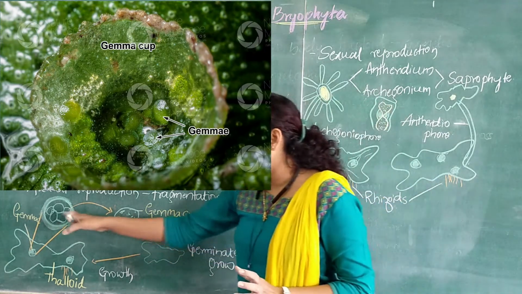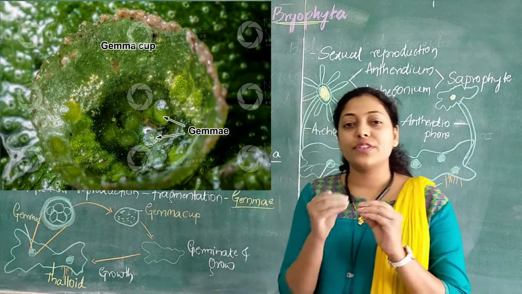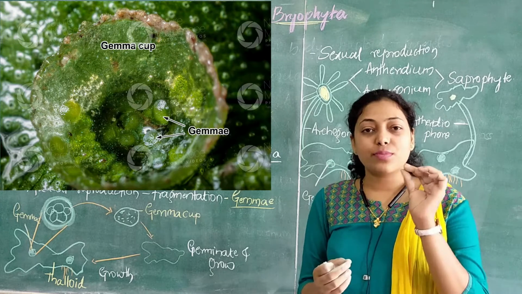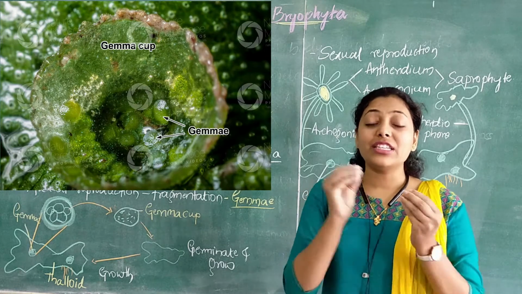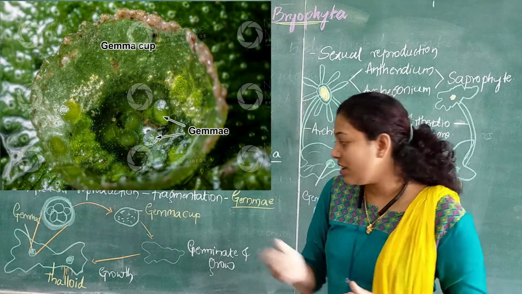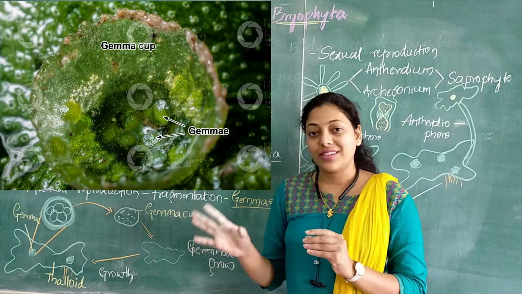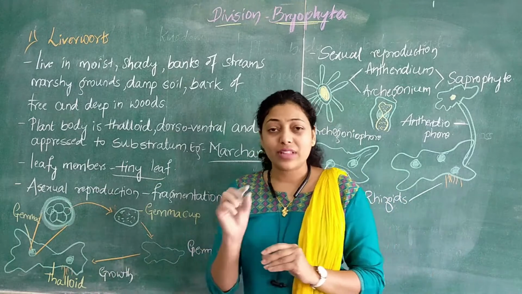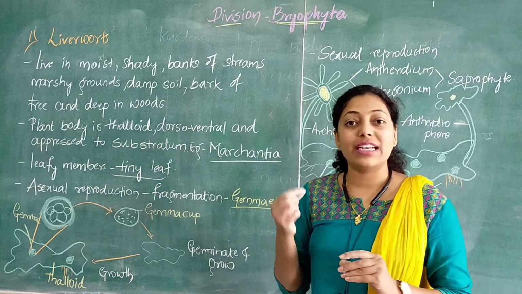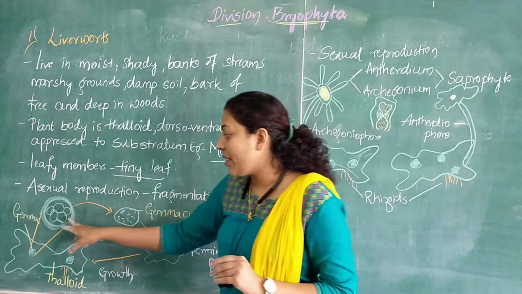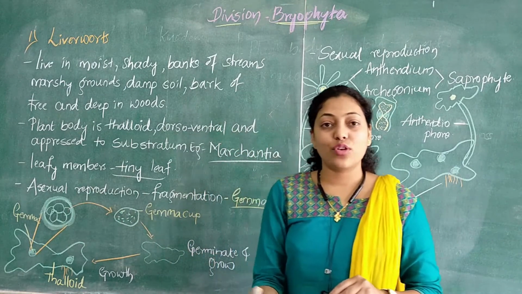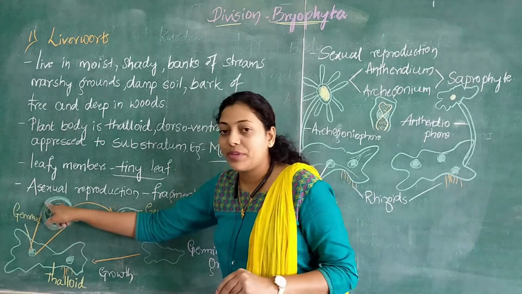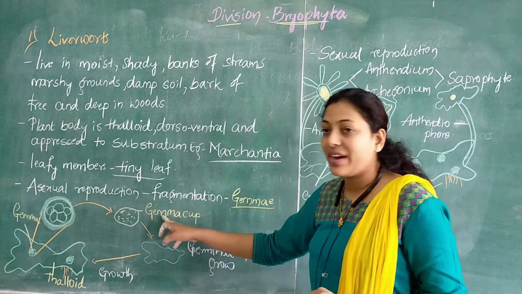This gemma cup in turn consists of certain receptacles, much smaller circular subdivisions called gemmae. Is it clear? So the thalloid plant body consists of darkened structures called gemma cups, and these, when we observe under a microscope, in turn consist of much smaller receptacles called gemmae.